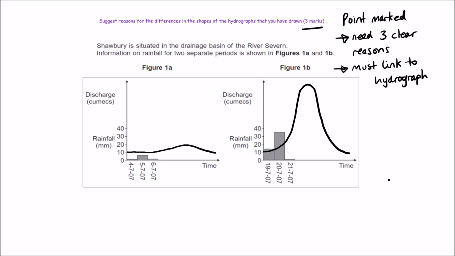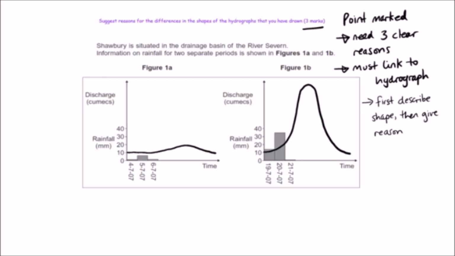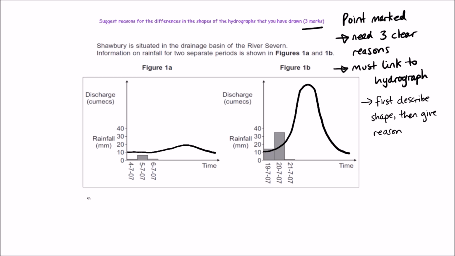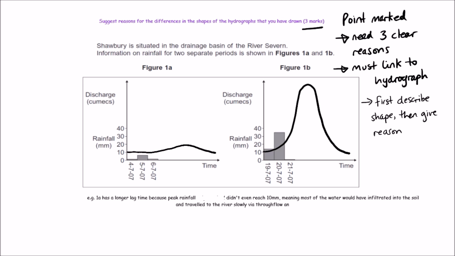Now you can structure your answer by firstly describing the shape of each hydrograph, and then you can give a reason why it's that shape. So for example, you could say that 1A has a longer lag time because peak rainfall didn't even reach 10 millimeters, meaning that most of the water would have infiltrated into the soil and travelled to the river slowly via through flow and groundwater flow.